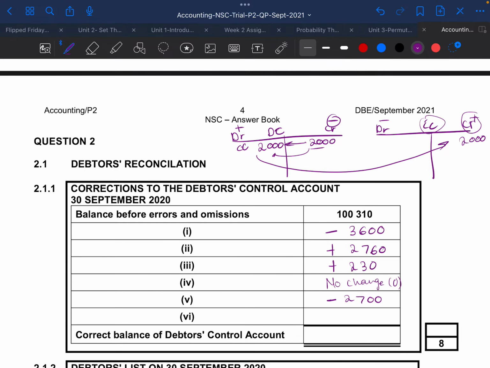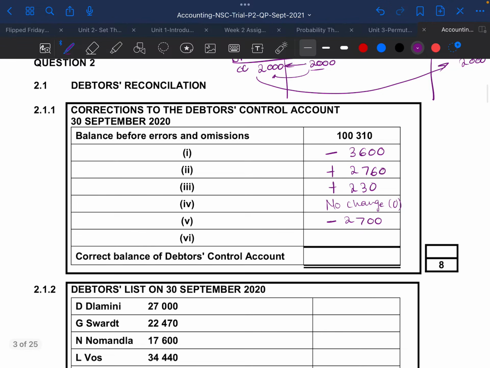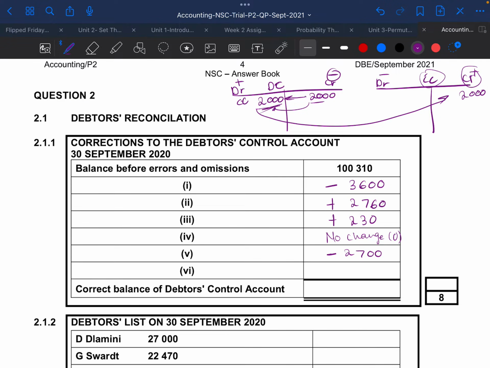So what did you do here? You added 2,000. We're just going to add 2,000 there to make the account balance and make it 0, because it was a negative balance. To make it 0, we need to add 2,000. This is a negative number, this is a negative number. Now we just need to calculate the correct balance. Just quickly add and see what we get.